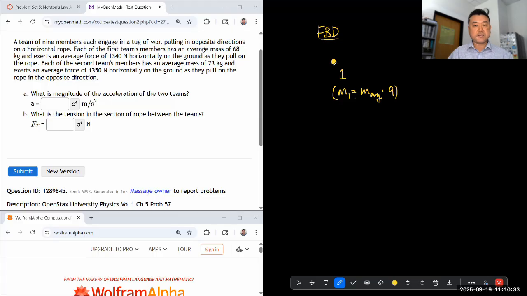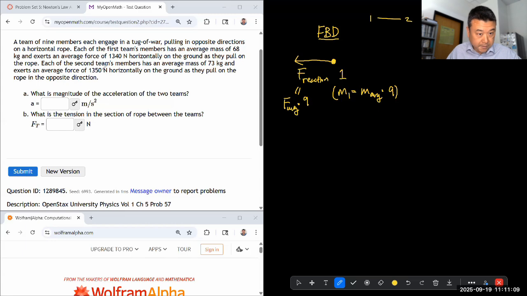So let me imagine this is a team on the left, so team 1 on the left, team 2 on the right. So team 1 must be pushing the ground to the right to give themselves a leftward force. So there's a leftward kind of reaction force. And as a reminder to myself, this should really be the average force that they are giving us times the total number of people, 9, I think. Average force of 1340 Newton horizontally on the ground as they pull on the rope.